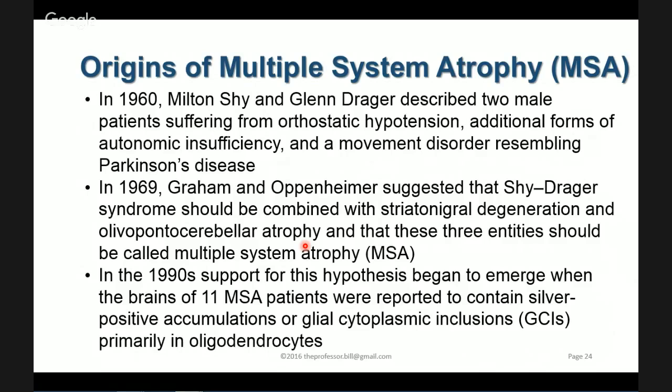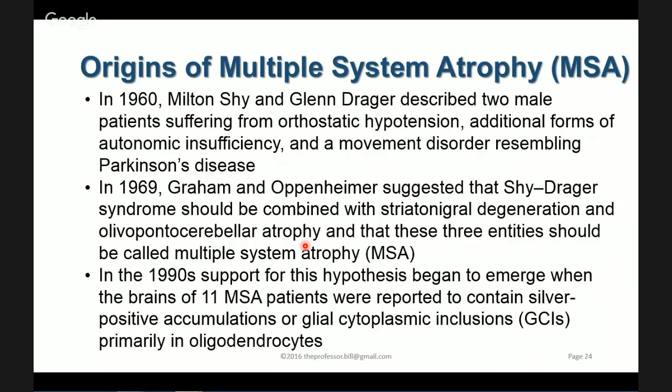So the autonomic nervous system is often affected, and there are other forms of autonomic nervous system insufficiency that's found not only in this, but also in Parkinson's disease as well. And it is also a movement disorder that looks a lot like Parkinson's. It is not the same disorder. It is not only the substantia nigra that gets affected, many other regions in the brain also get affected.